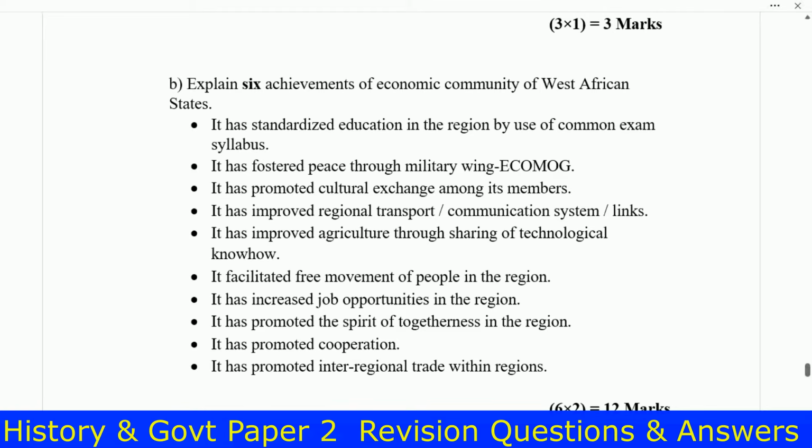Next, it has improved agriculture through sharing of technological know-how. Next, it has facilitated free movement of people in the region. Next, it has improved job opportunities in the region. Next, it has promoted the spirit of togetherness in the region. Next, it has promoted cooperation. Next, it has promoted inter-regional trade within the region.